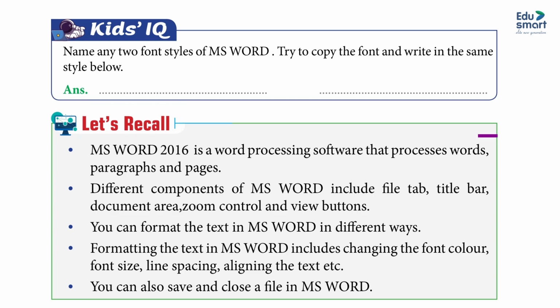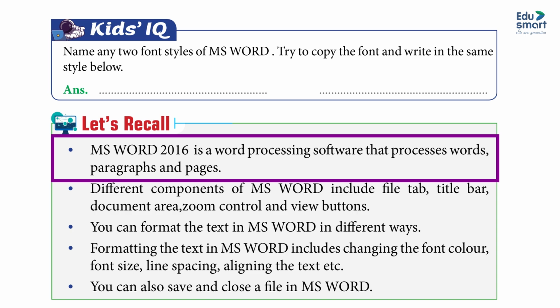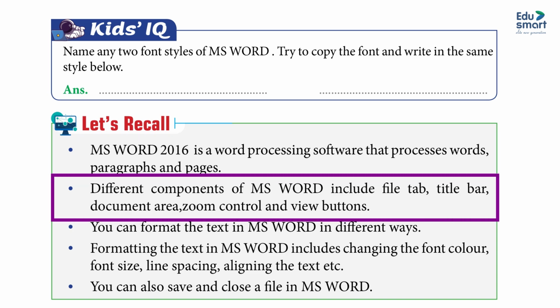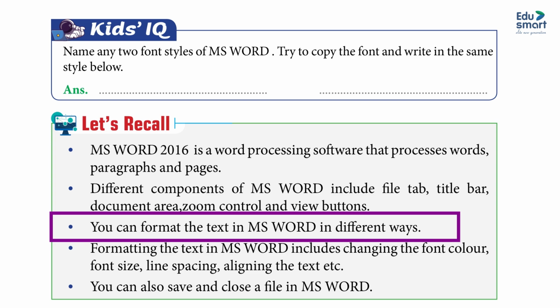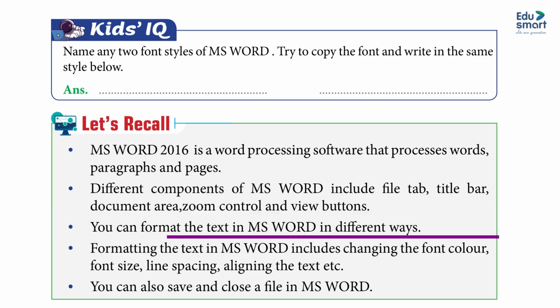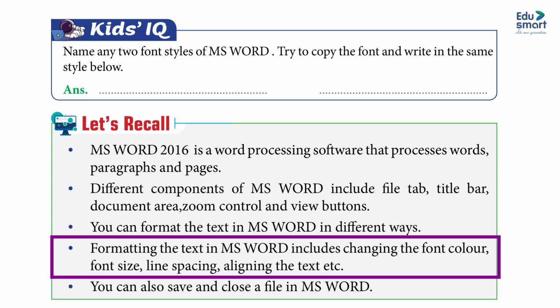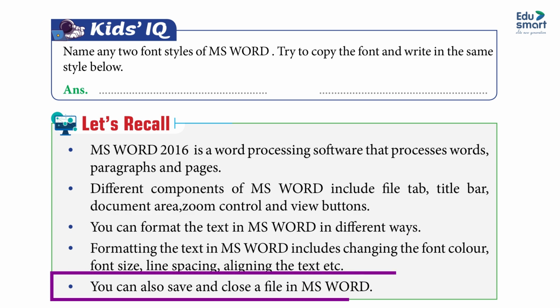Let's recall. MS Word 2016 is a word processing software that processes words, paragraphs and pages. Different components of MS Word include File tab, Title bar, Document area, Zoom control and View buttons. You can format the text in MS Word in different ways. Formatting the text in MS Word includes changing the font color, font size, line spacing, aligning the text, etc. You can also save and close a file in MS Word.